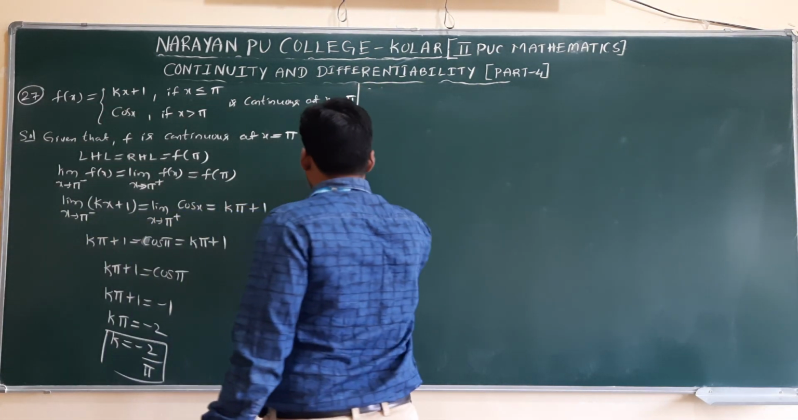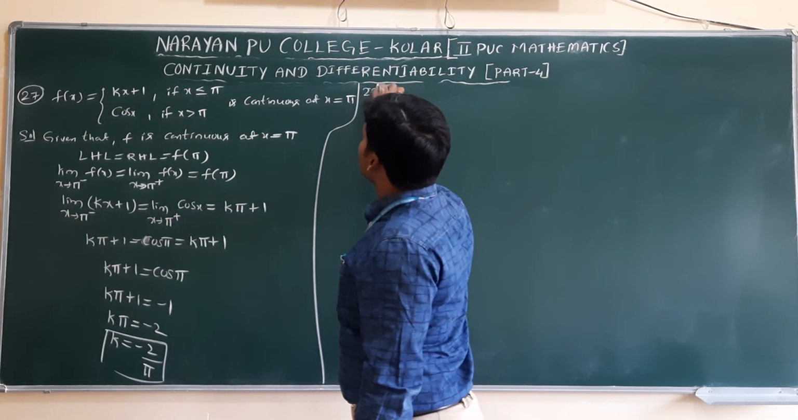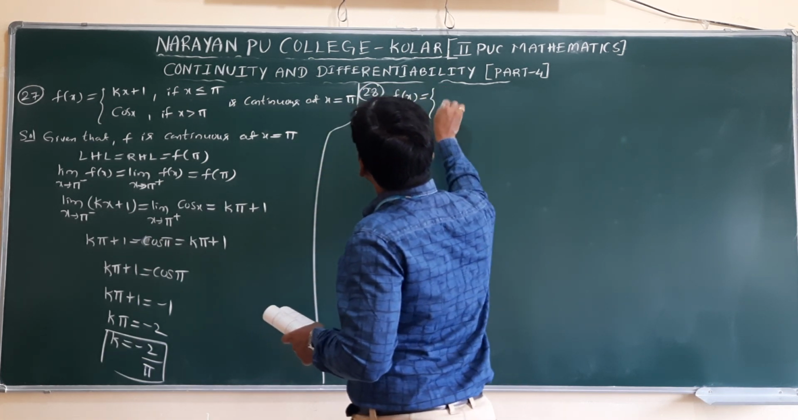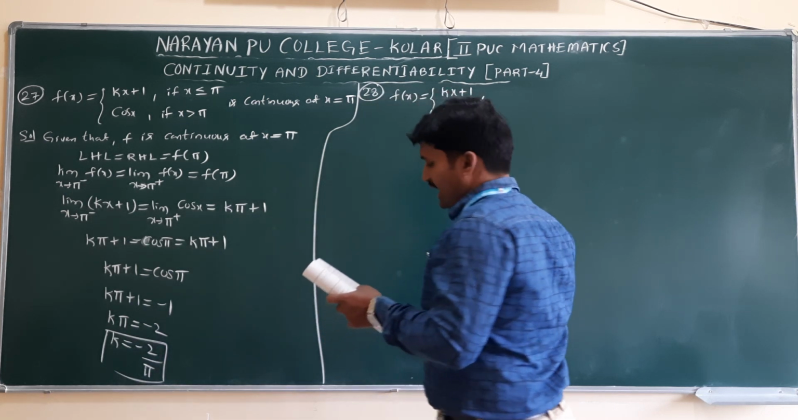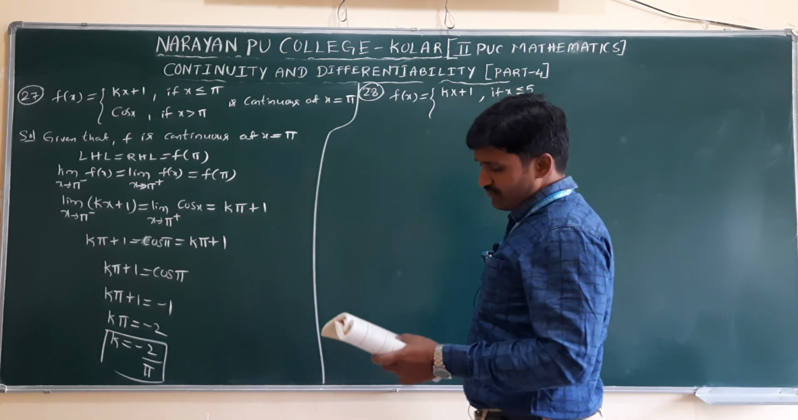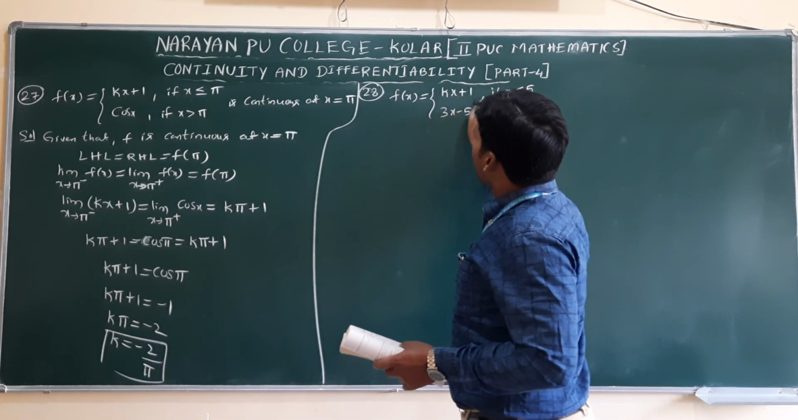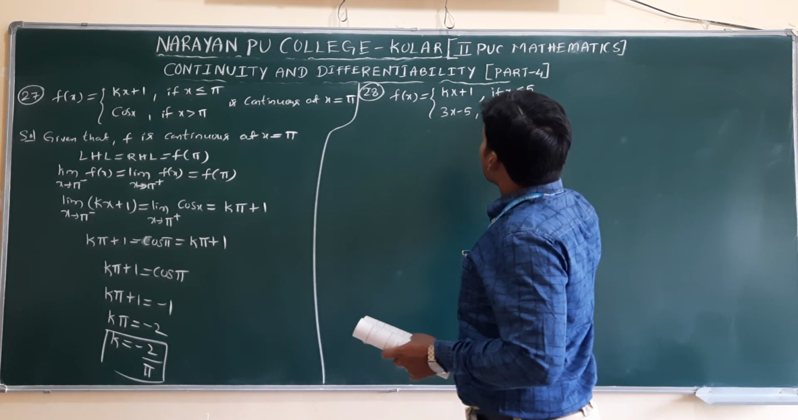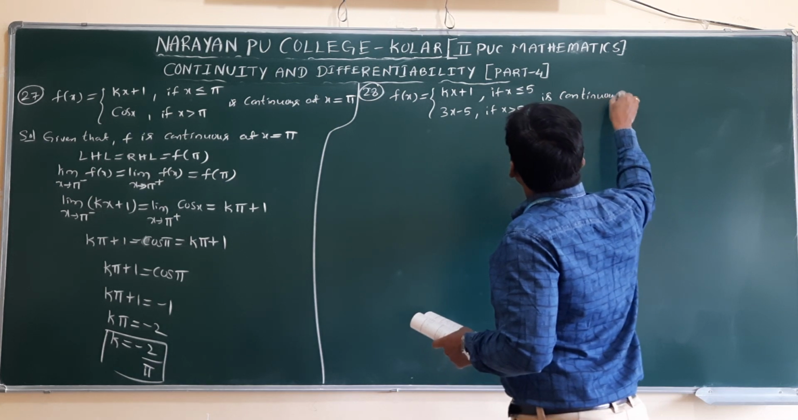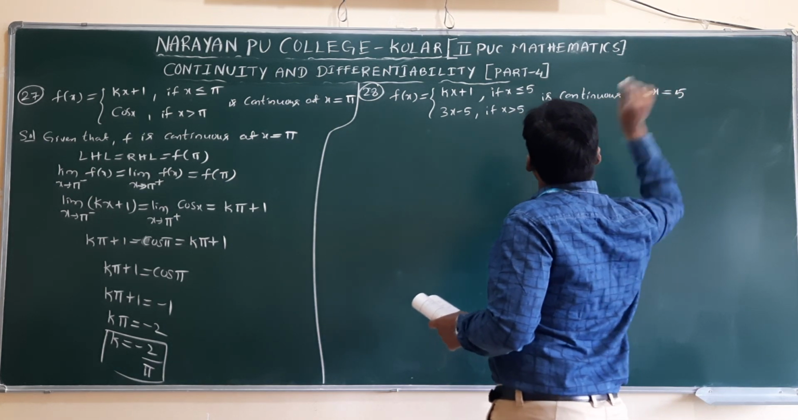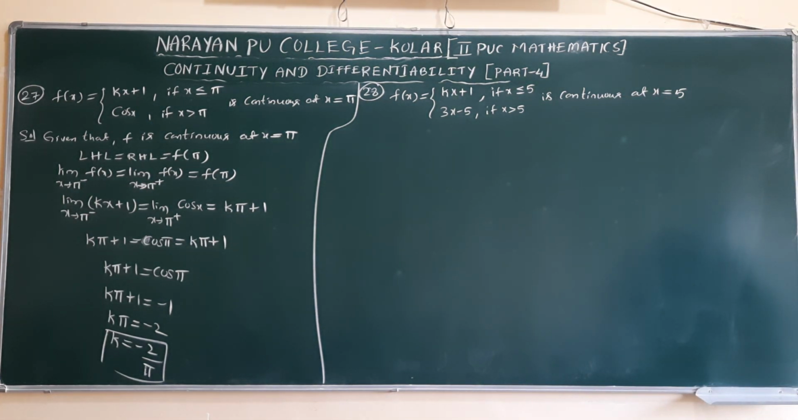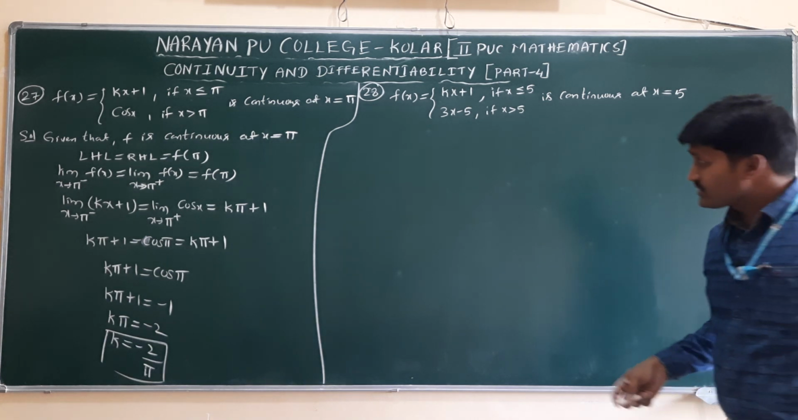Next, question number 28. f of x equals kx plus 1 if x is less than or equal to 5, and 3x minus 5 if x is greater than 5, is continuous at x equal to 5. Here also the same condition, LHL, RHL, the same property you are using here also. No changes.